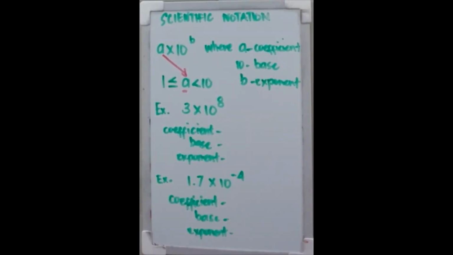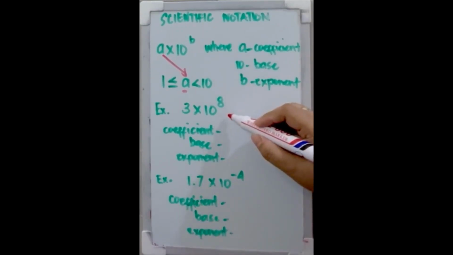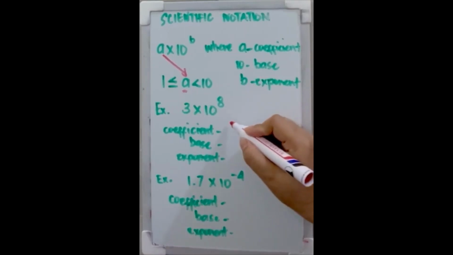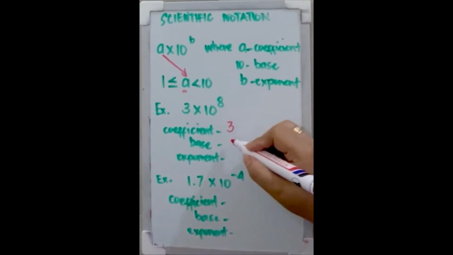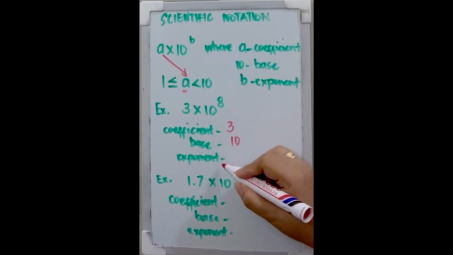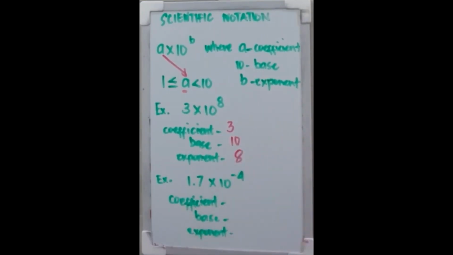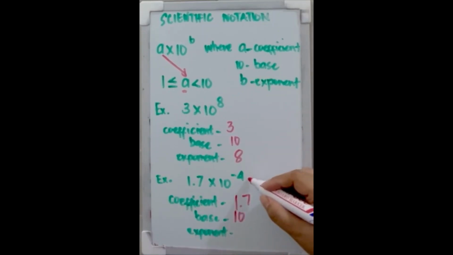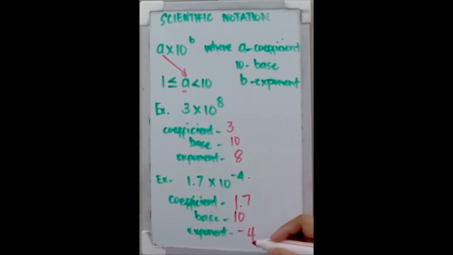Let us identify the coefficient, base, and exponent of these scientific notations here. The first, we have 3 times 10 raised to 8. The coefficient here is 3. The base is 10. And the exponent is positive 8. Now, the second scientific notation here, the coefficient is 1.7. Okay? The base is 10. So, notice that the base will always be 10. And the exponent here is negative 4.